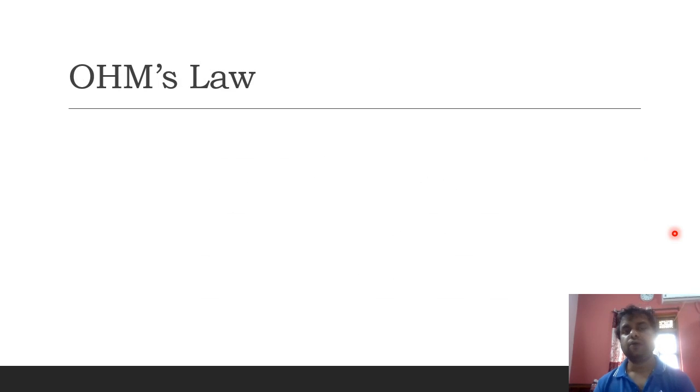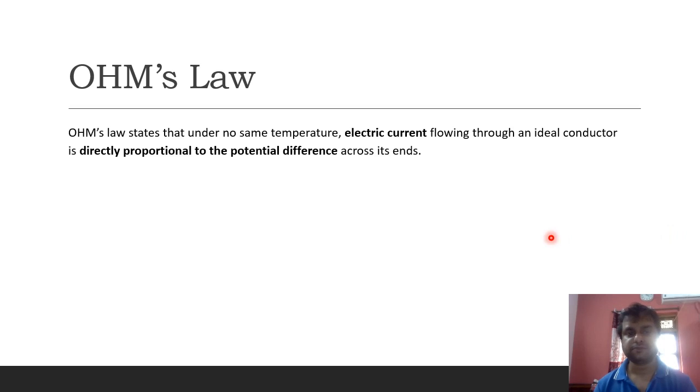Coming to Ohm's law. What does Ohm's law state? Ohm's law states that under the same temperature, the electric current flowing through an ideal conductor is directly proportional to the potential difference across its ends. So this is what it indicates, that the voltage or the potential difference across the circuit is directly proportional to the current flowing across the circuit.